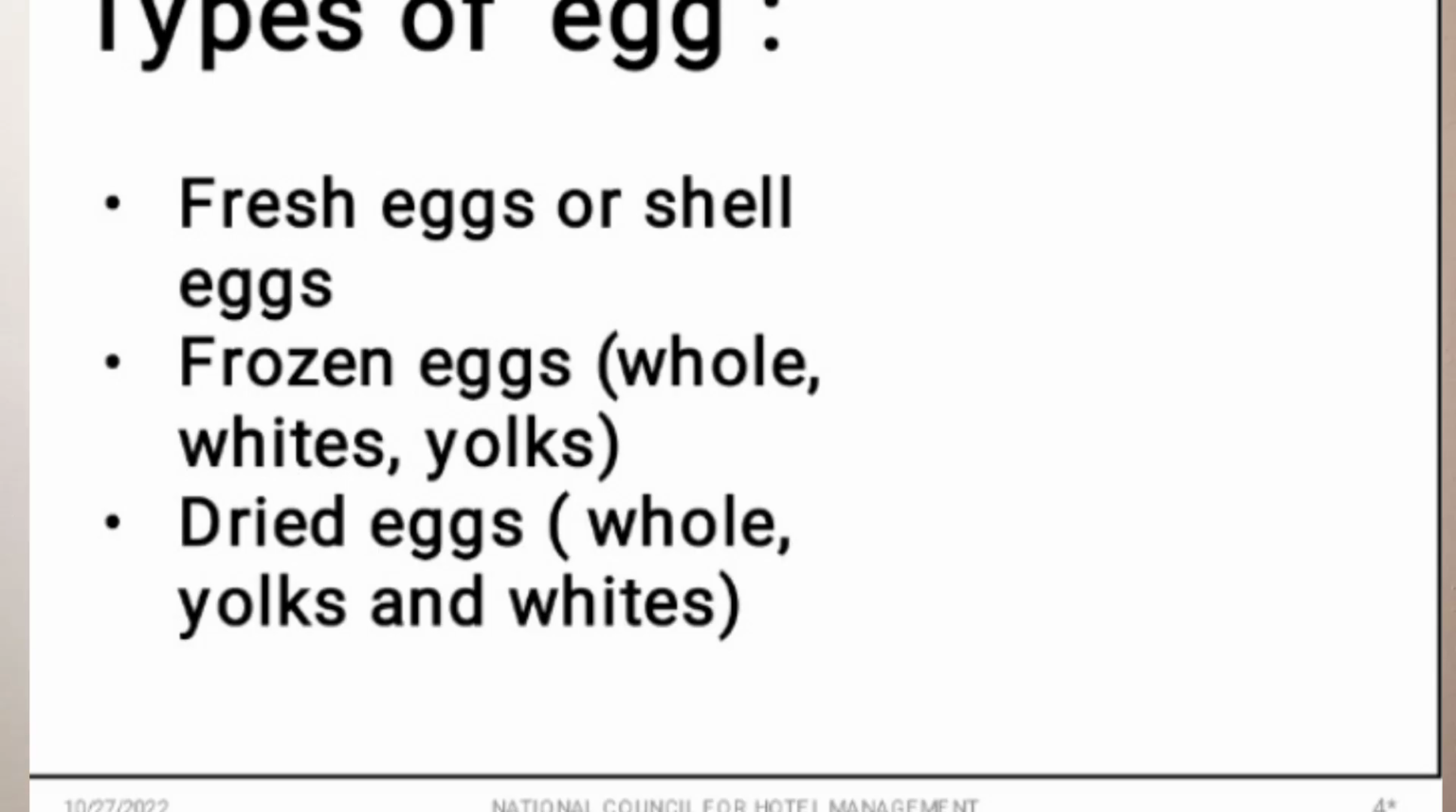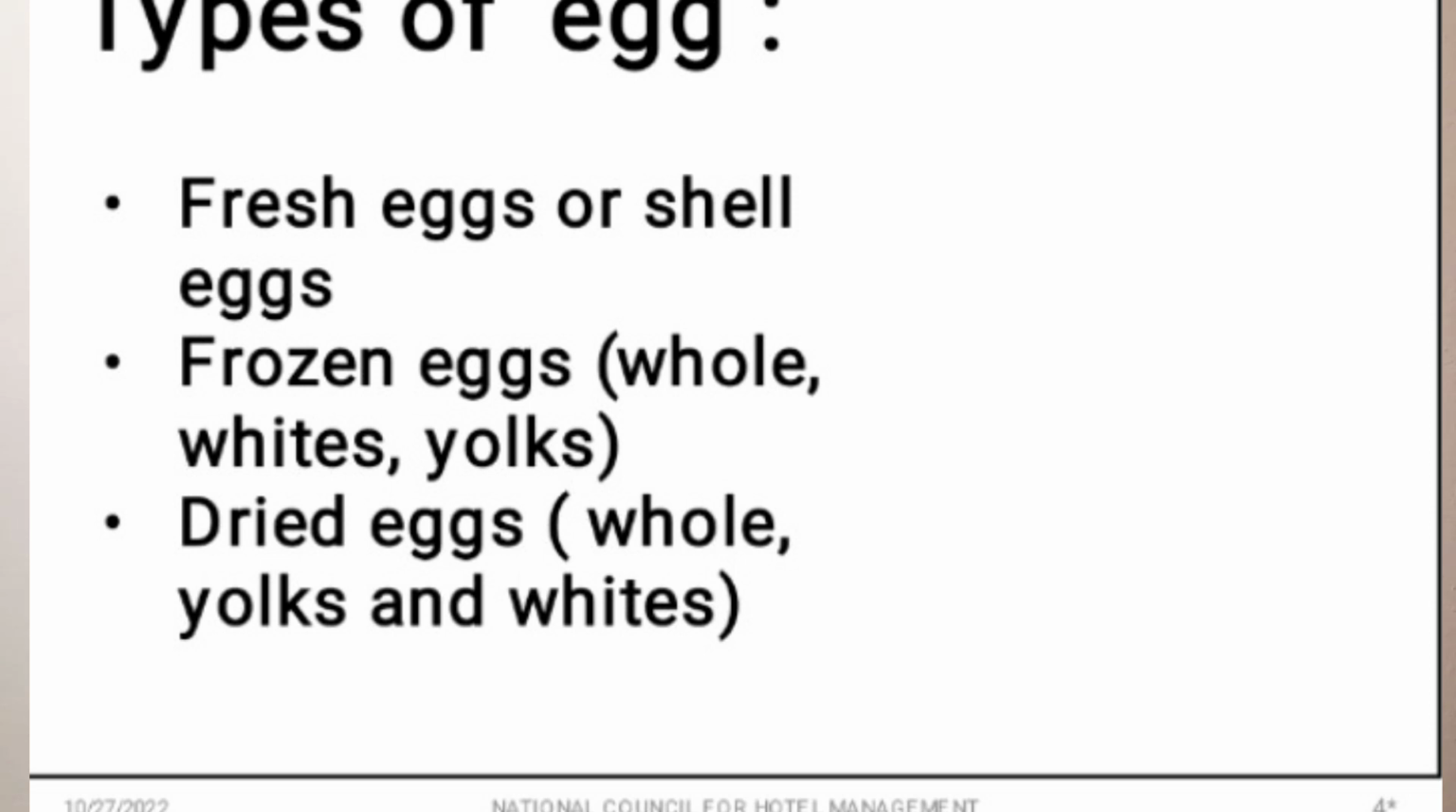According to market forms, there are fresh eggs, or we can call them shell eggs or shelled eggs. Then frozen eggs are available in the market. There is whole frozen egg, frozen egg whites, and frozen egg yolks available in the market.